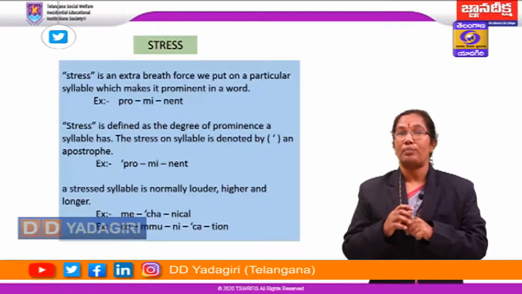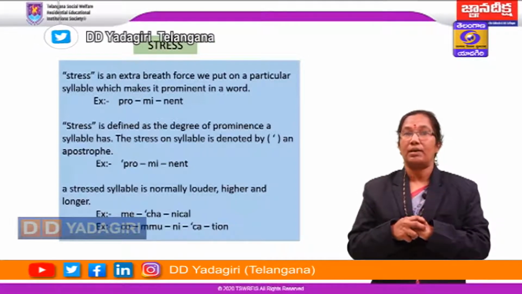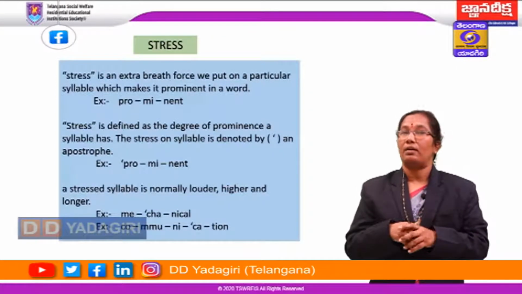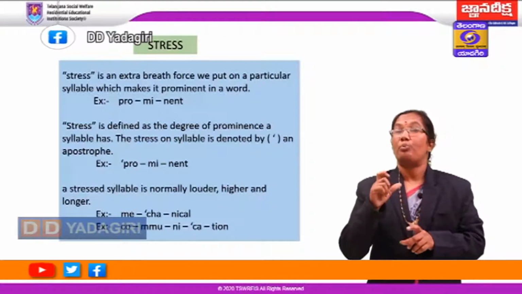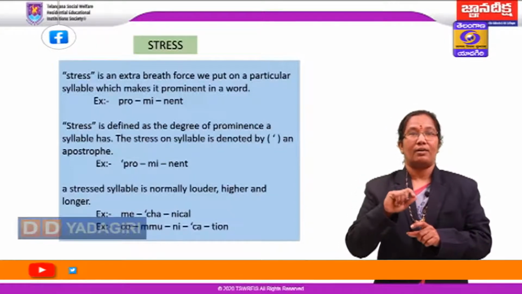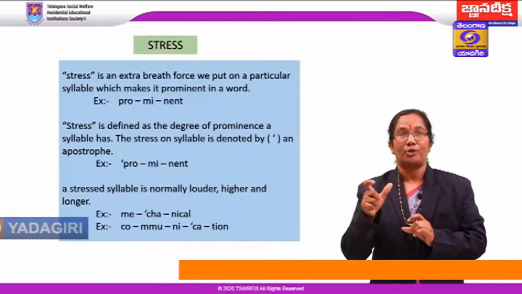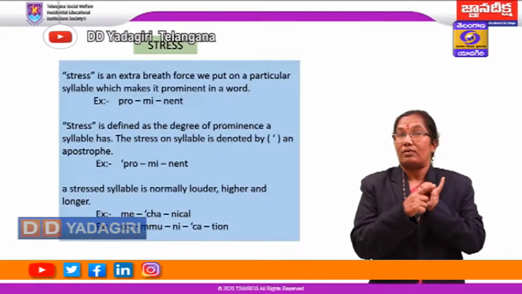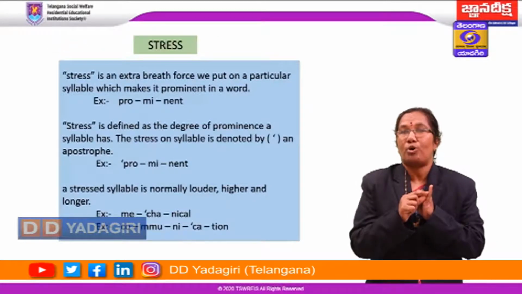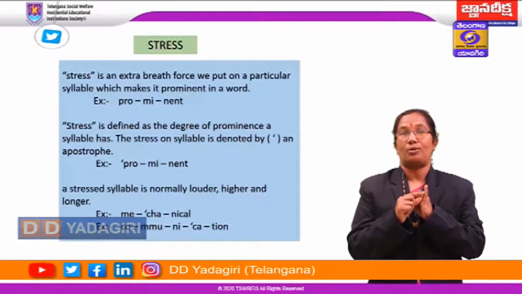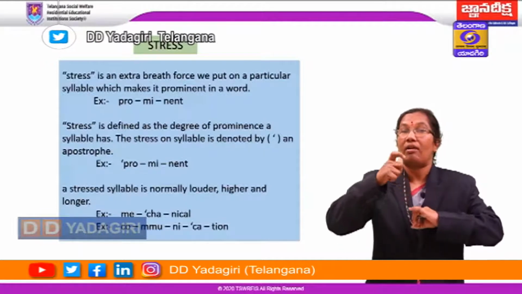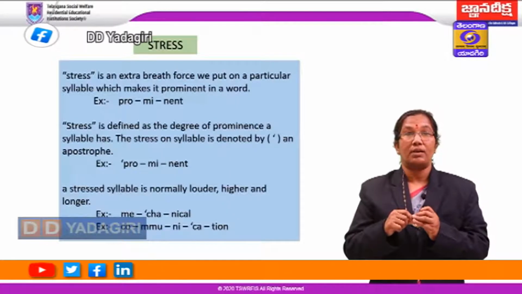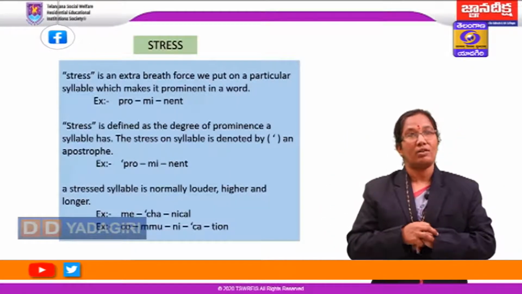Stress is an extra breath force we put on a particular syllable which makes it prominent in a word. How did I pronounce the word prominent? Prominent. It's a trisyllabic word. Where is the loud voice you hear? Prominent. So, stress is defined as the degree of prominence a syllable has. The stress on a syllable is denoted by an apostrophe in written form.